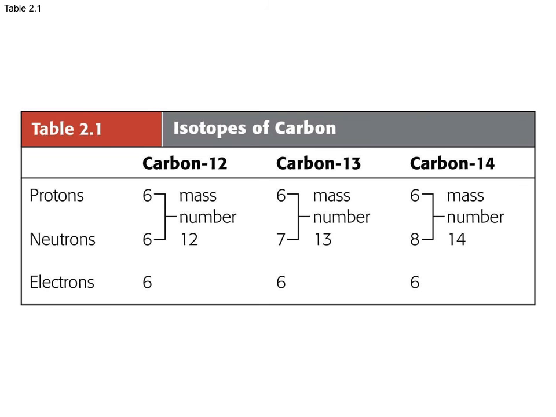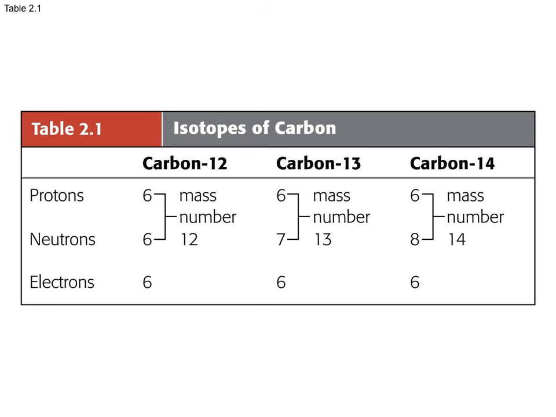Another example is carbon. So you have carbon-12, which is the most common form of carbon. It has 6 protons, 6 neutrons, and 6 electrons. So it has a mass of 12, 6 from the protons, 6 from the neutrons. Next you have carbon-13. Because it's carbon, you have 6 protons, but 7 neutrons, so you have an extra neutron, and then 6 electrons. So the proton number stayed the same, but the atomic mass, or the mass number, increased by 1.